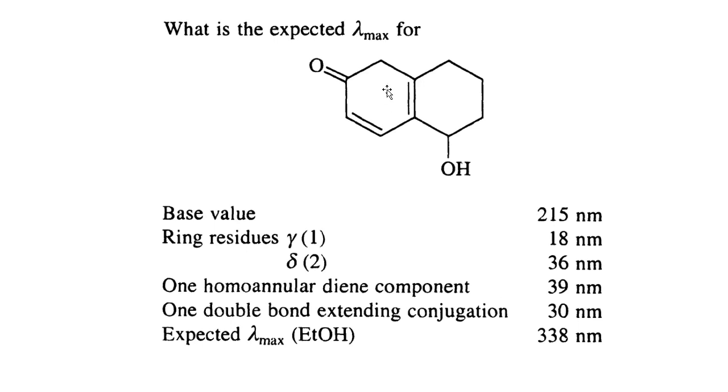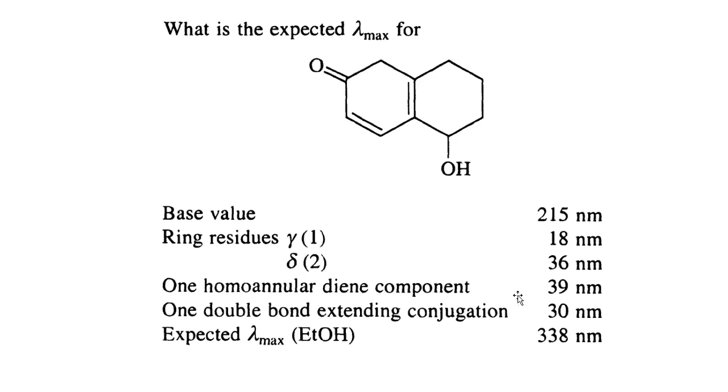Another important thing is these two double bonds are present in the same ring, so it is a homoannular diene system. For the homoannular diene component, we have to add 39 nanometer as the increment, that is, two double bonds are inside one ring.